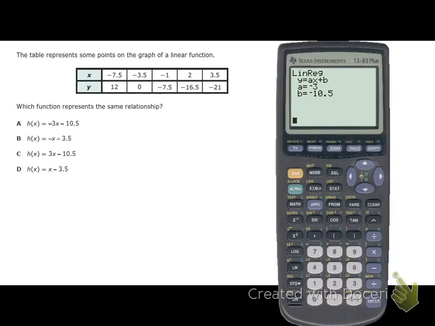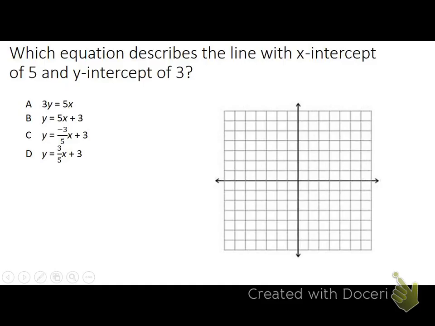All right, enough of that question. Let's move on. Which equation describes the line with an x-intercept of 5 and a y-intercept of 3? I like this question. Okay, first strategy I'm going to use for it, let's use a graph to find the equation. If I know my x-intercept is 5 and my y-intercept is 3, we already have enough information to write an equation.